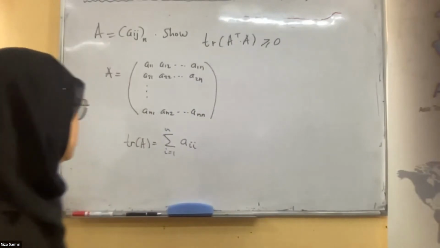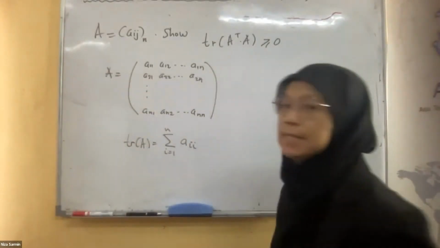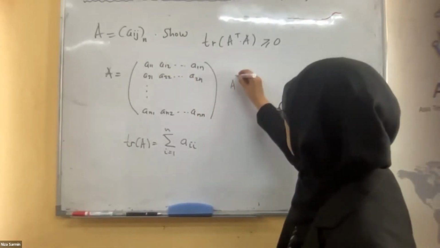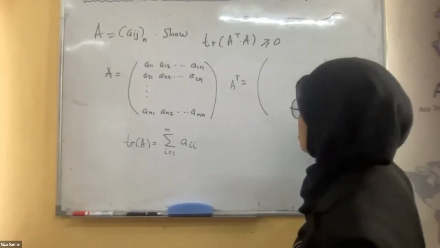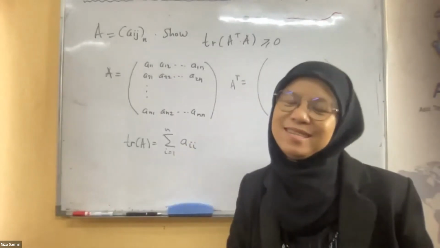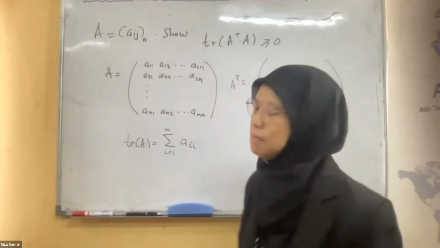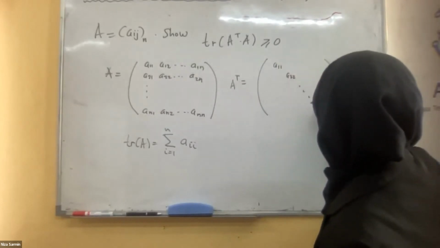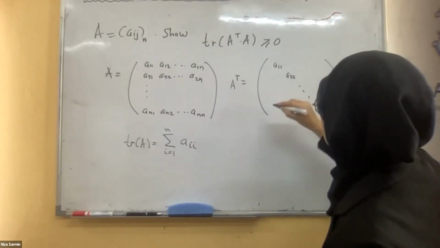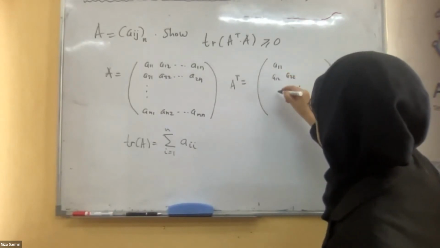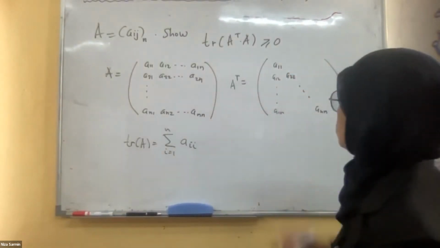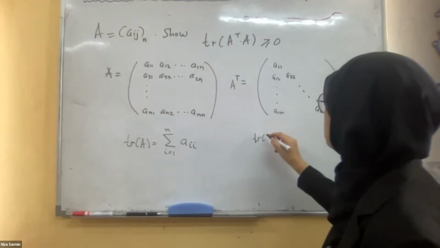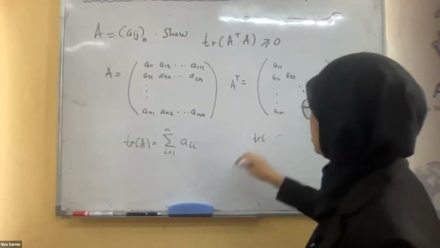Okay. The trace is the sum of this. If you do A transpose, look at the diagonal, it's the same, right? The diagonal is still the same. So it's A11, A22 until ANN as the trace, but the rest they transpose. But I don't want the trace of A transpose.